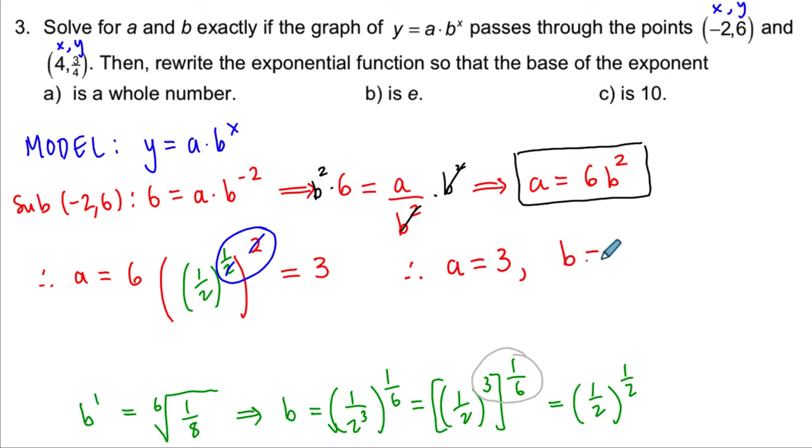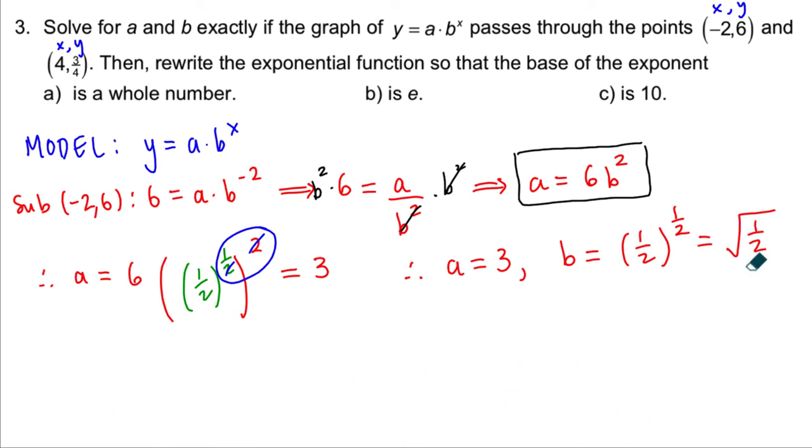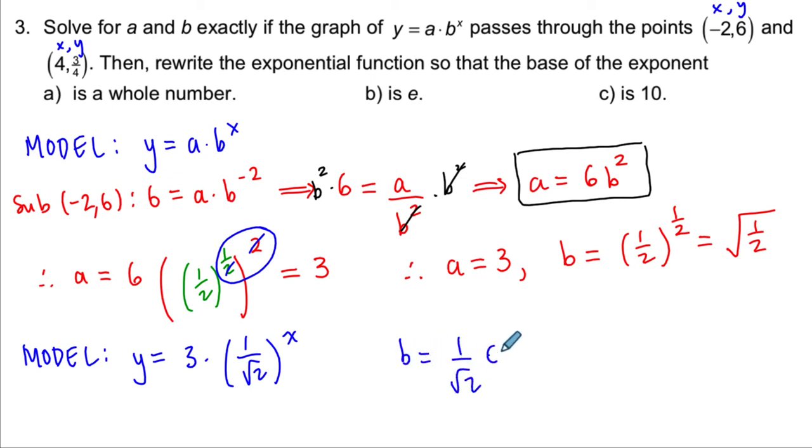and b is this somewhat messy 1/2 raised to the 1/2. I suppose we could call that the square root of 1/2, which makes it a little bit easier. And even easier still, we could call this the square root of 1 divided by the square root of 2, which is 1 over root 2. So when we substitute those values for a and b, we get that our model, our exponential model, is y equals 3 times 1 over the square root of 2, all to the exponent of x. And if you're not sure, you can take a look at that value on the calculator, but we will see that our base value is between 0 and 1, and so this is going to be an exponential decay curve.